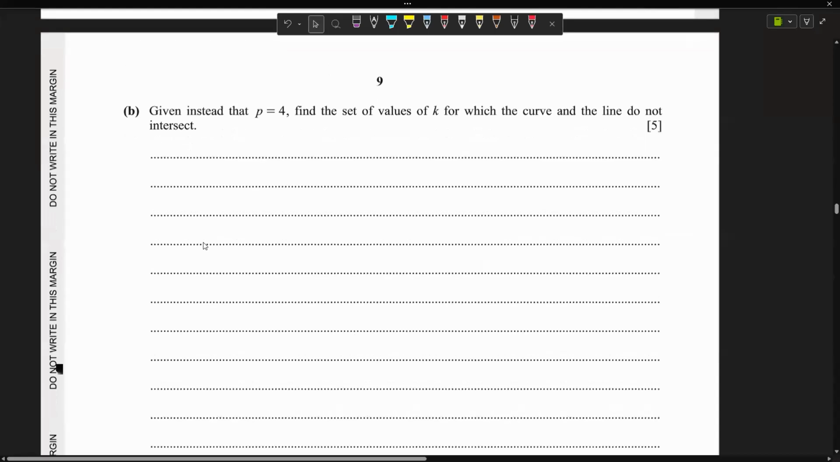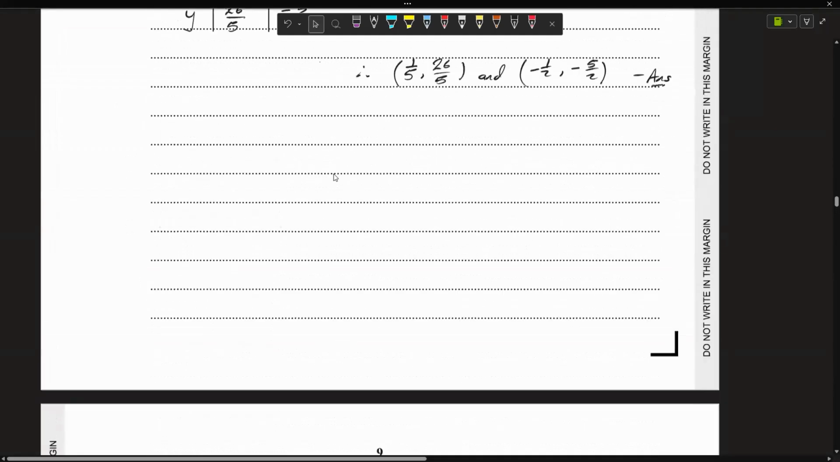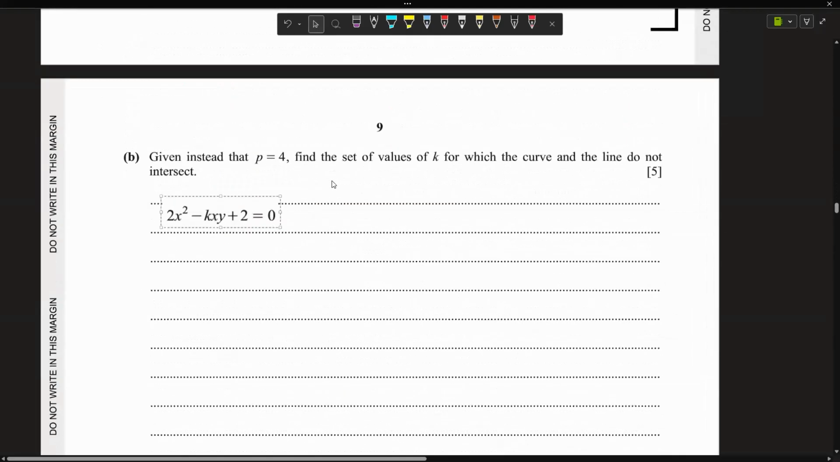So here it is. And the second equation, we need it as well. It's y is equal to px plus 3. P is 4. Therefore, y is equal to 4x plus 3 is the second equation. So this is equation 1. This is equation 2. And we're going to substitute as well.